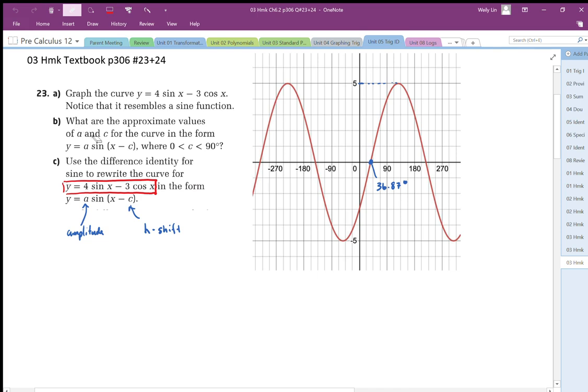Basically, it's a vertical expansion and a shift to give us the same function. So we're going to equate this function to a transformed sine function. First of all, we have to double check that the period is 360 degrees. I like to do it in radians, but this is done in degrees.